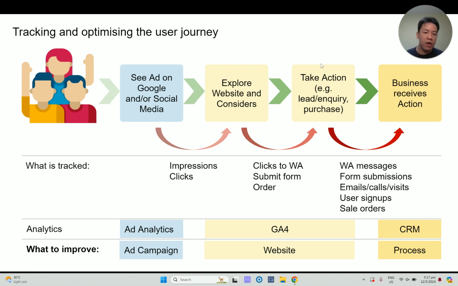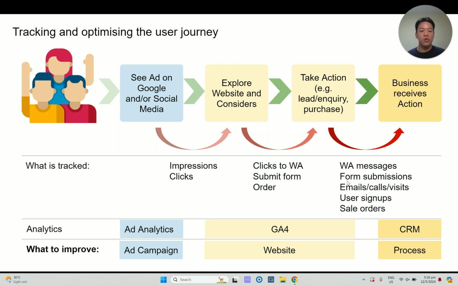So from those actions taken, the business should receive all the necessary notifications that indicate that your customers have taken action and you now have to go to the next step of the sales process, right? And typically, the kind of actions that a business would receive would be things like, you get messages on your WhatsApp, you receive form submissions in your CRM or on your website backend, you receive emails or calls, and if you have a physical location, customers may come directly to your physical outlet and pay you a visit.